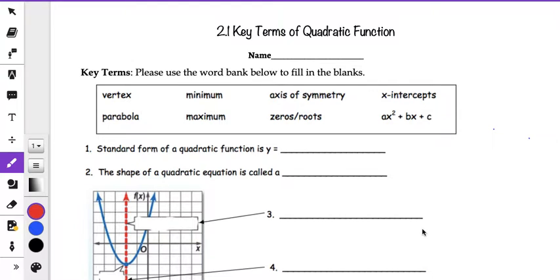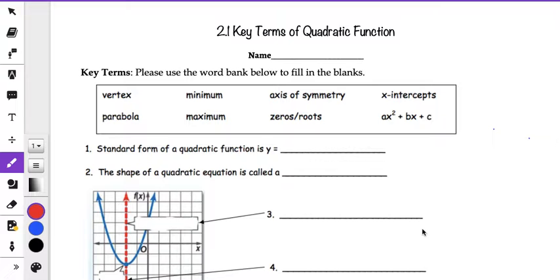Hello everyone, welcome back. In this video, we are going to start the introduction of a new type of function, which is called quadratic function. In this lesson, we are going to go over all the key terms we need to know about this function and about its graph.